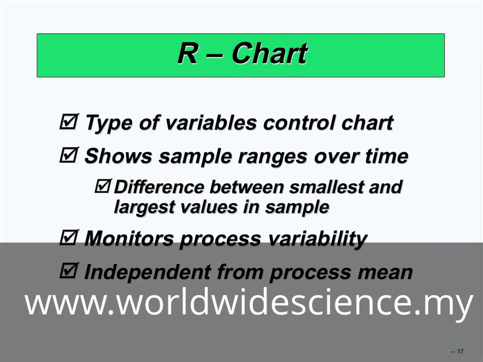R chart. The second method is the R chart. R means range. If you remember, I told you the definition of range. Range is the difference between the maximum and minimum number in each sampling.